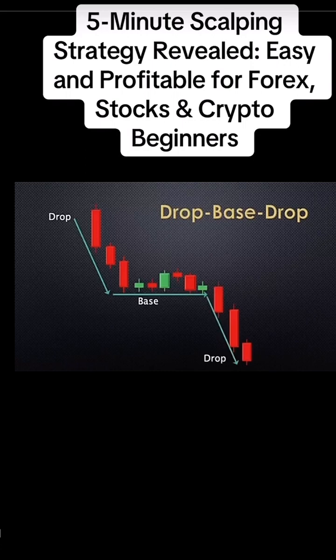What comes next? Another sharp drop, as the selling momentum resumes. This base forms a supply zone, a key level where institutions have offloaded their positions and are ready for more downside pressure.